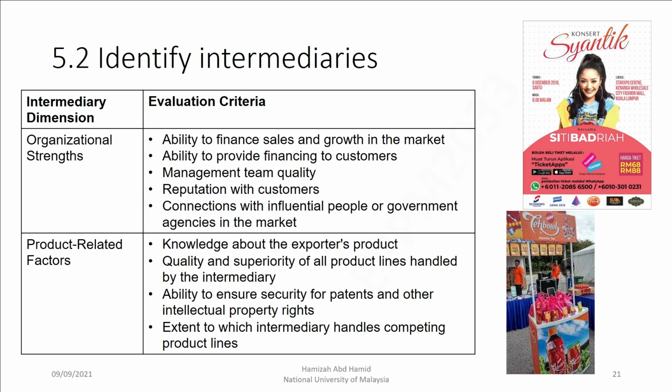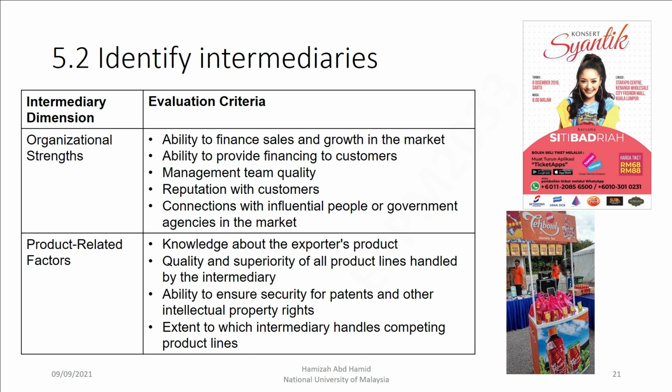Also, the product lines yang dihandle oleh intermediary tersebut perlulah berkualiti tinggi. Again, kalau anda orang tengah, anda tak naklah handle produk yang tak laku, betul tak? Ya, also for the product, it is the ability to ensure security for patents. Sebab berada di pasaran antarabangsa, peniruan senang dilakukan.